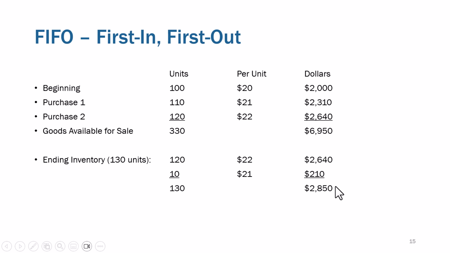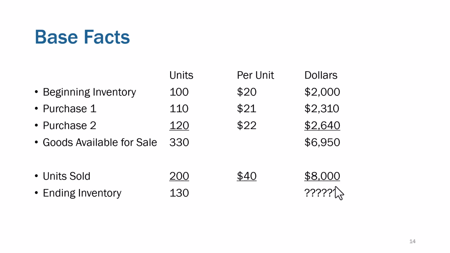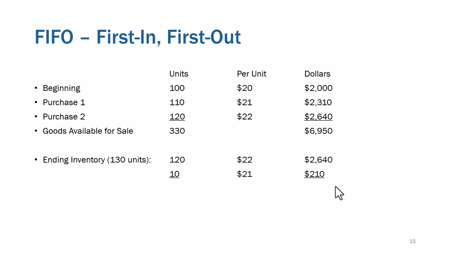All right. So we sold 200 units. Remember the previous slide, if we go back to it, we sold 200. We have 130 in ending inventory. What is the value of that? Okay, so we sold all the stuff at the beginning. We sold 100 from purchase 1, so 10 of purchase 1 is in ending inventory. All of purchase 2 is in ending inventory. So what we do is we compute ending inventory and then take goods available for sale minus ending inventory, and that gives us our cost of goods sold. We sold 200 units at $4,100. That's just a subtraction of the $69.50 minus the $28.50.